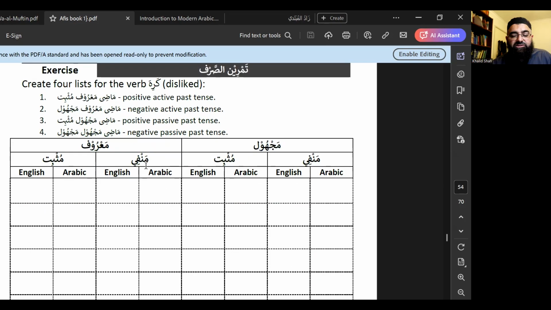The exercise is we can use the fi'l that suggested, kariha, disliked. This is all the past tense you need to know, structure wise. So kariha, he disliked. Then ma kariha, he did not. So that's a manfi ma'ruf. Ma'ruf is the active and majhul is the passive. So in these first two columns, muthbit, kariha, he disliked, and manfi, negative, ma kariha, he didn't like. Then the majhul, muthbit, positive, kuriha, he was disliked. And then manfi, ma kuriha, he was not disliked.